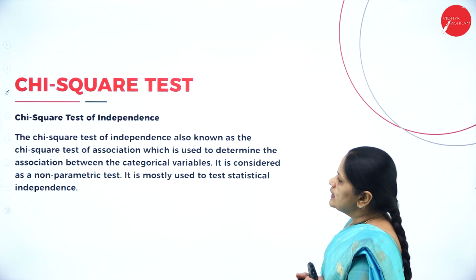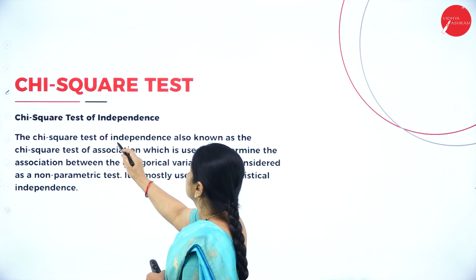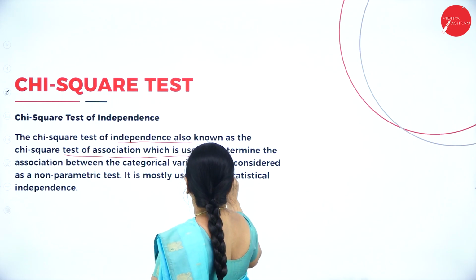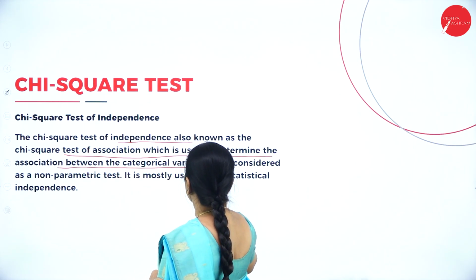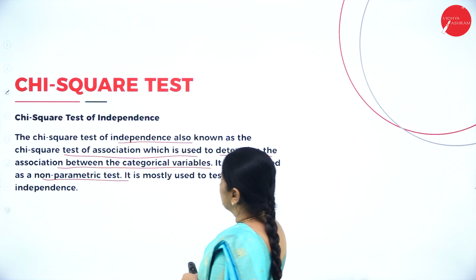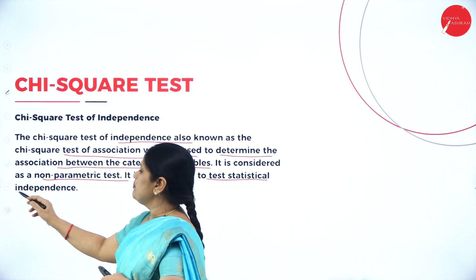Then next, the chi-square test of independence. The chi-square test of independence, also known as the chi-square test of association, is used to determine the association between the categorical variables. It is considered a non-parametric test. It is mostly used to test statistical independence.